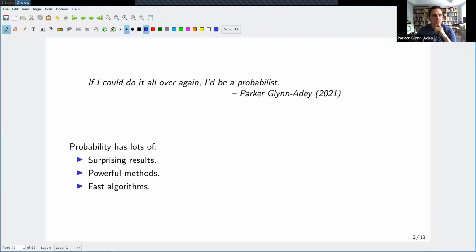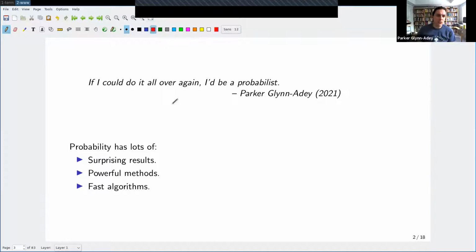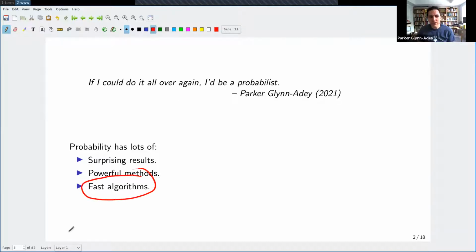It's such a nice field. There are super cool things. In probability, there are all kinds of surprising results, weird counterintuitive phenomena. The methods are super powerful. And if you're into computer science, you can get really fast algorithms probabilistically. This is a really emerging and new part of computer science, doing things probabilistically, where you toss some coins. And we're going to see a couple of examples of those kinds of things later on.